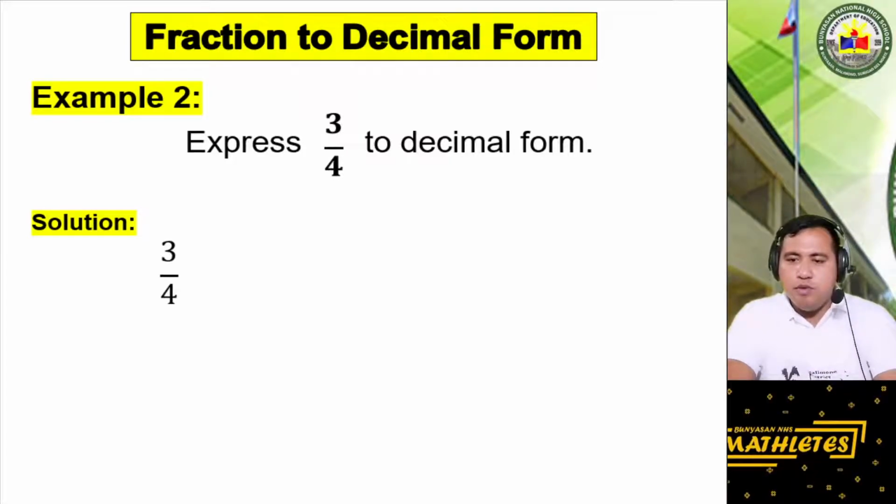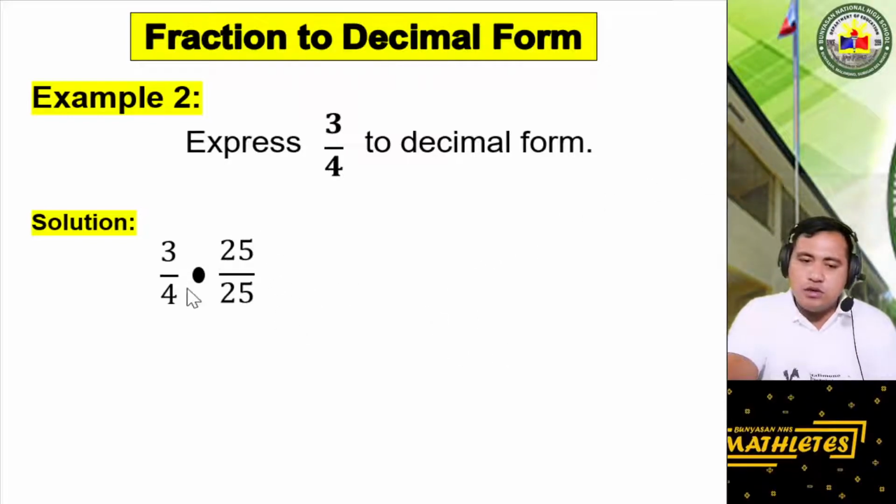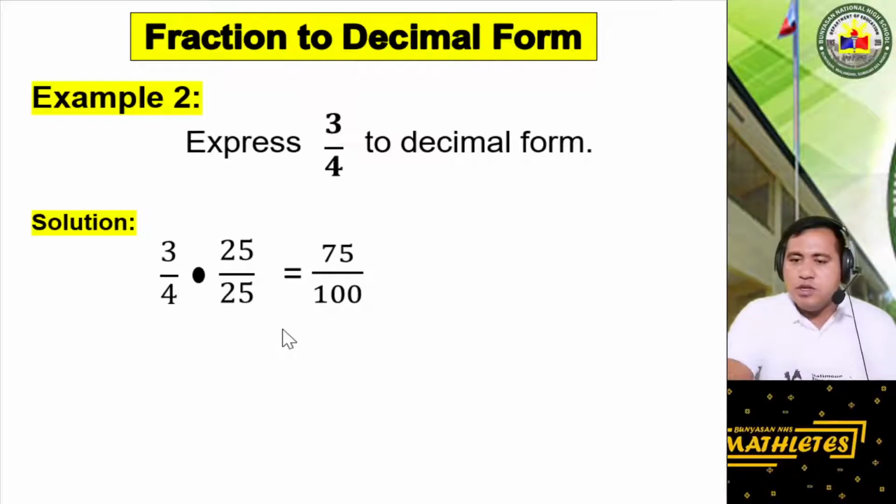3/4. Again, atong i-express ang denominator nga mahimo og 10, 100, 1,000. So si 4 dili pwede mahimong 10, pero pwede siya mahimong 100. So unsa ba ito i-times kang 4 para mahimong 100? 25. So i-multiply both numerator and denominator by 25. So the result is 75/100. 3 times 25 is 75, 4 times 25 is 100.